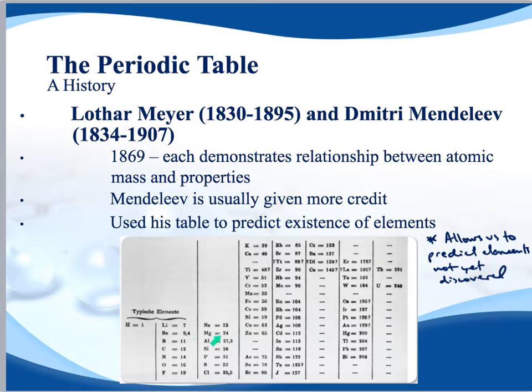It wasn't perfect. There were still some inconsistencies because we're not going by number of protons, the atomic number, because we didn't know what those were yet. But in general, this was a huge step forward, allowing us to predict where some elements should be so we knew where to go looking for them.